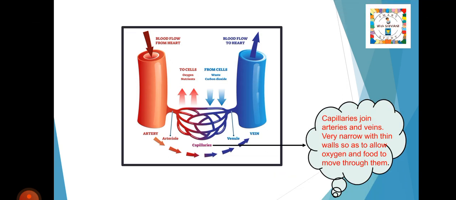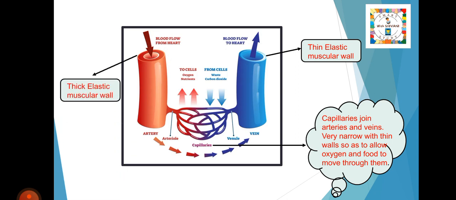Capillaries are the joining part of arteries and veins. They are very narrow, very thin. They have thin walls so as to allow oxygen and food to move through them. For veins, a thin elastic muscular wall is present, and for arteries, there is a thick elastic muscular wall. You can see the difference. The wall of the arteries is very thick, and it is very thin in the case of veins.